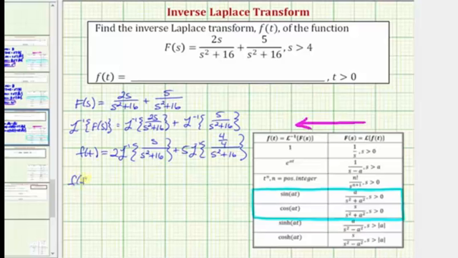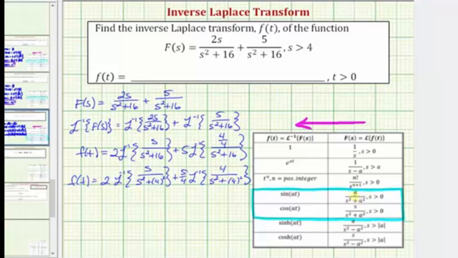We have f of t equals 2 times the inverse Laplace transform of s divided by the quantity s squared plus 4 squared, writing 16 as 4 squared so it fits the form perfectly. And now here we're going to factor out 1/4, so we'll have plus 5/4 times the inverse Laplace transform of 4 divided by the quantity s squared plus 4 squared. Again, let's write 16 as 4 squared. So again, notice how both inverse Laplace transforms now fit these forms perfectly, where in both cases a equals 4.